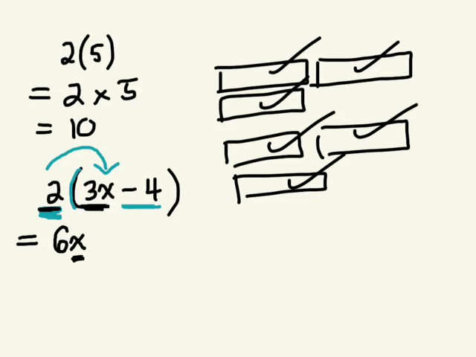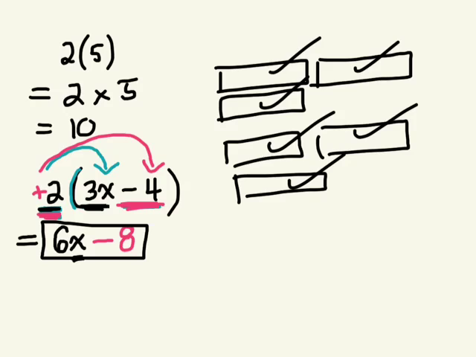Okay? Then we need to multiply this 2 times negative 4. You have to include whatever sign is in front of that term. Well, what's a positive times a negative? Negative. 2 times 4. 8. That's the answer. You've expanded this. The answer is 6x minus 8.